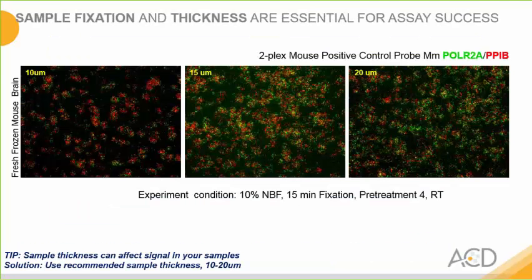I want to bring to your attention how sample thickness can affect RNAscope signal. For simplicity, this is showing a multiplex fluorescence assay with fresh frozen mouse brain tissue of varying section sizes. As you can see, sample thickness is directly correlated with signal output using the exact same experimental condition. Therefore, it's really important to follow the sample preparation guidelines, which is part 1 of the user manual.